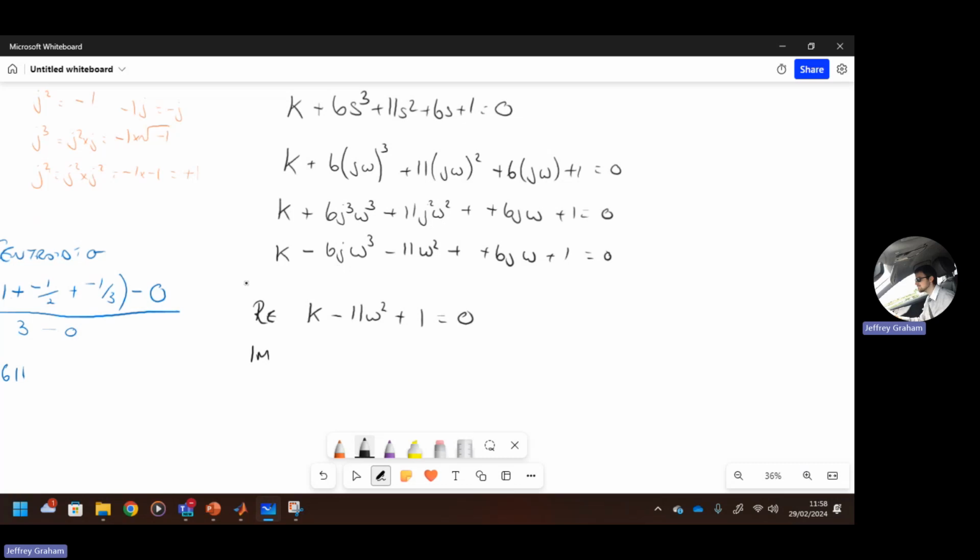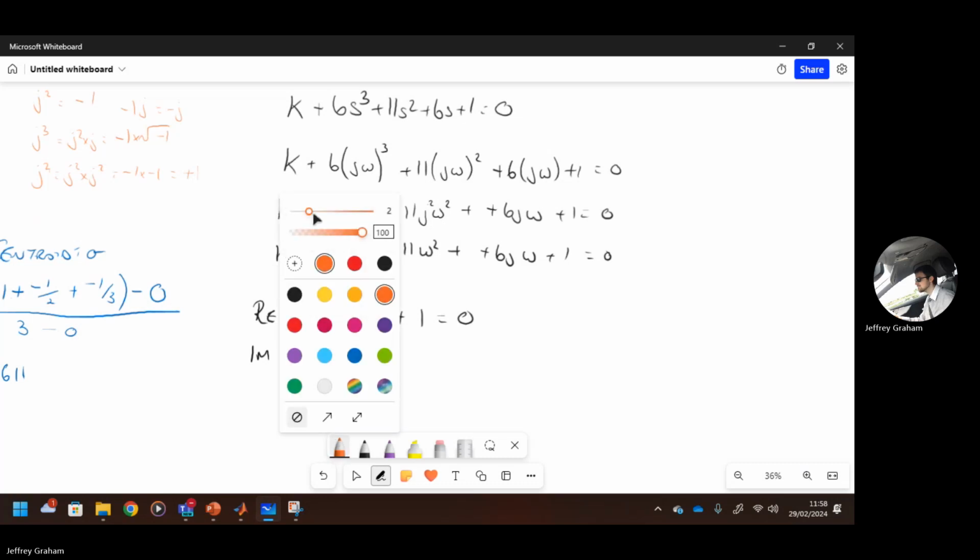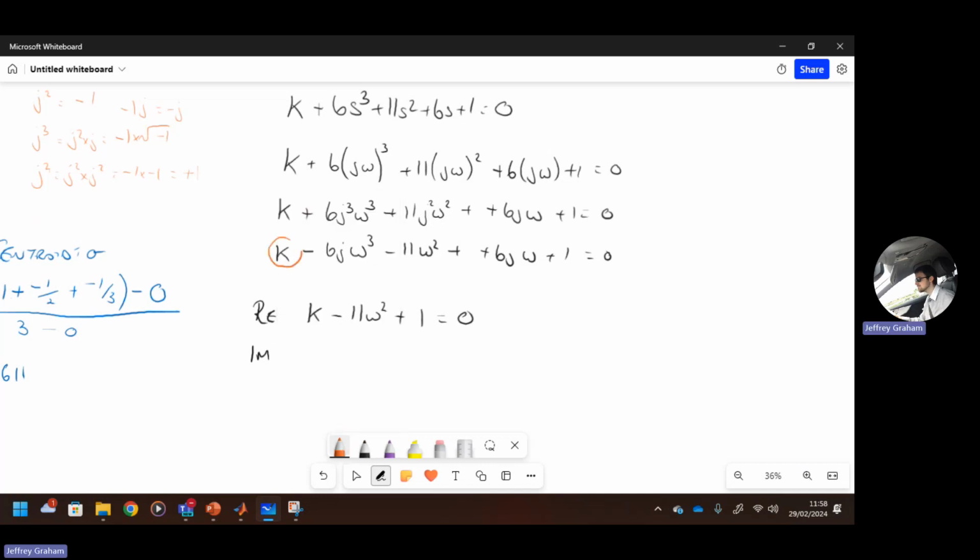Right, we've got the real part, no j term on that one. There's no j term on this bit or on the plus 1. These two have their j terms still attached. Right, so we've got minus 6 plus 6.